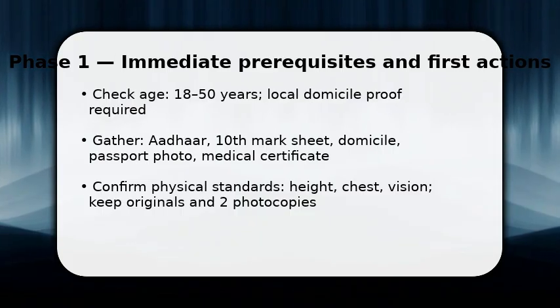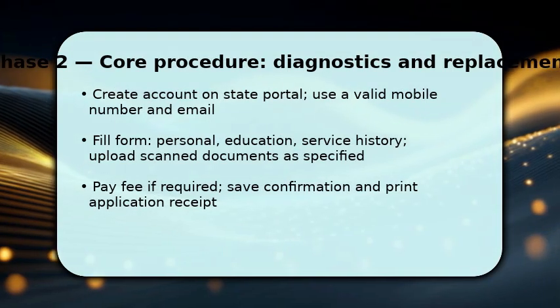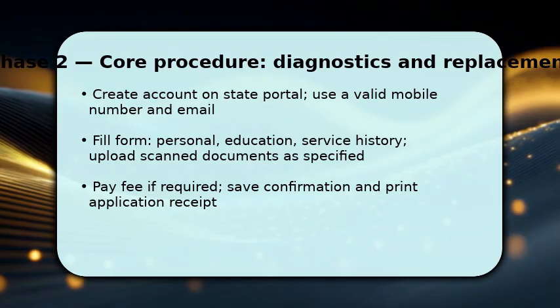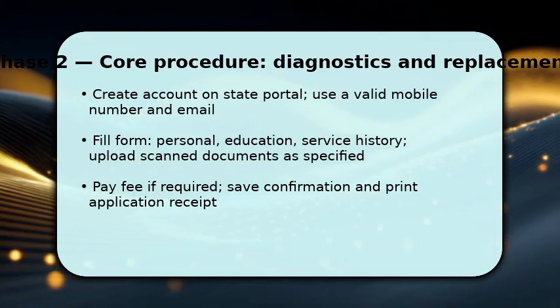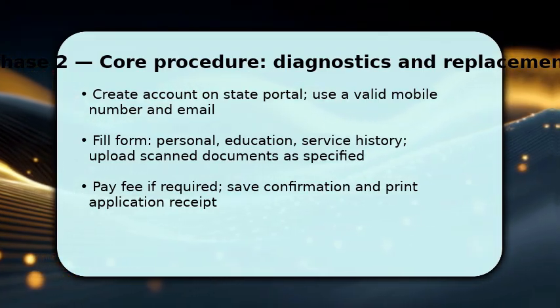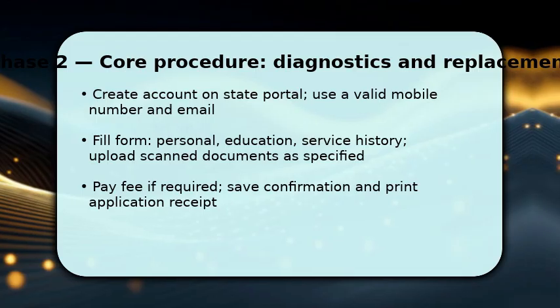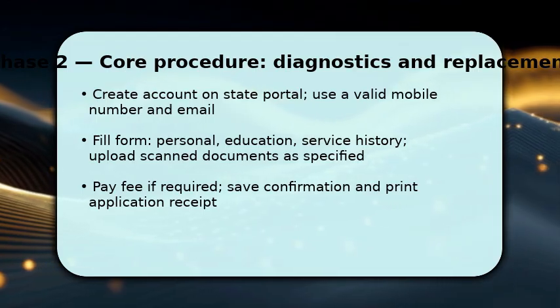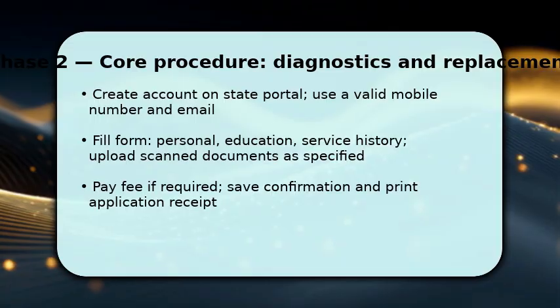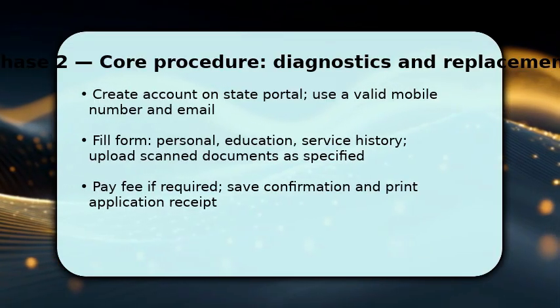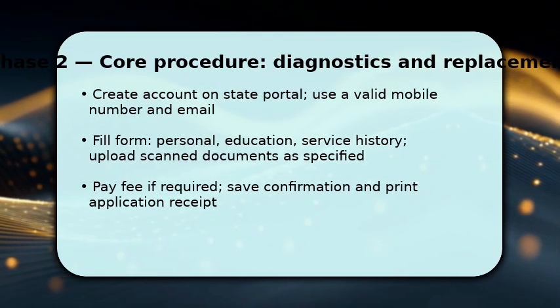You now fill the application online. Create an account using a working mobile number and email because OTPs are mandatory. Enter personal, educational, and service details carefully. Small mistakes cause disqualification. Upload scanned documents in required formats and sizes. Compress images if upload fails.